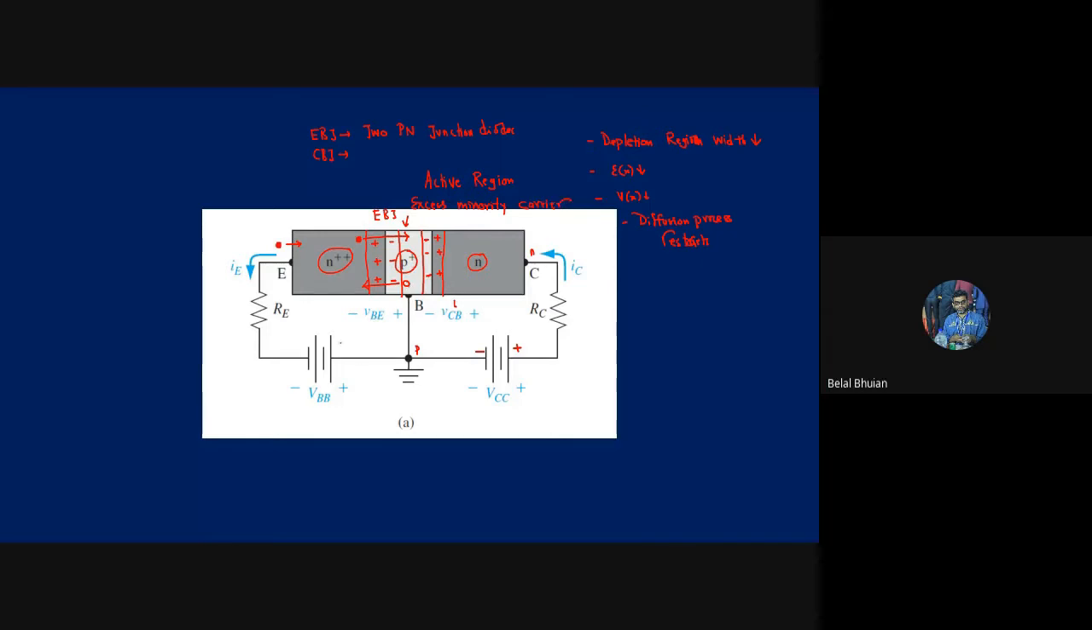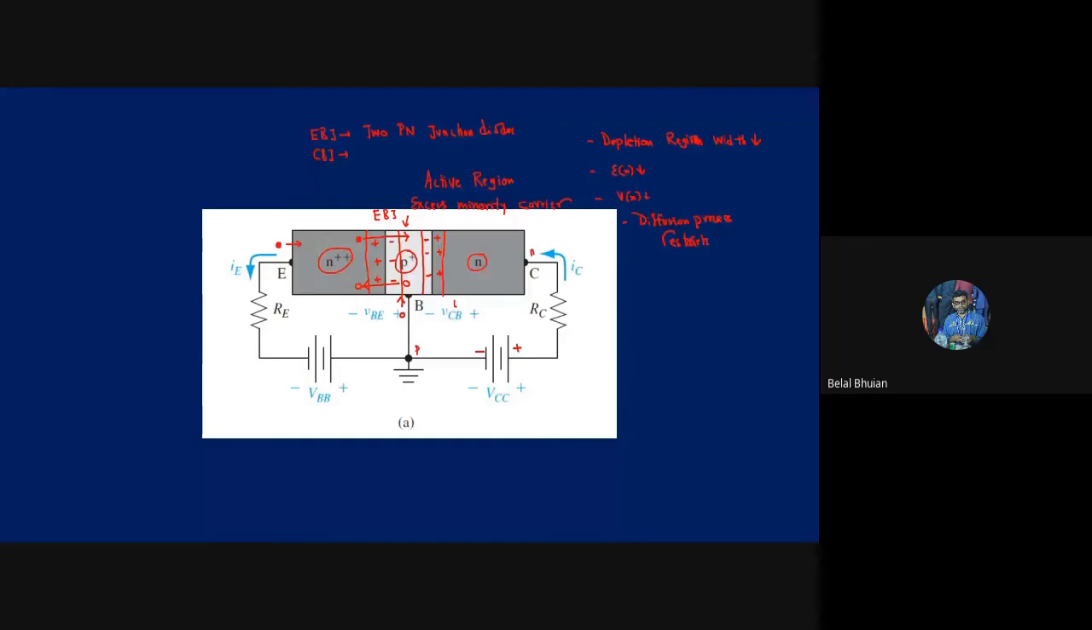Similarly, the battery pumps holes into the P side. The hole is the majority carrier on the base side, and once it diffuses from the base into the emitter region, it immediately becomes an excess minority carrier hole. So everything is familiar.